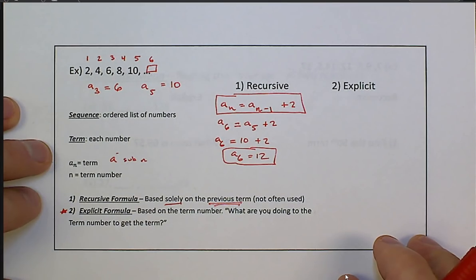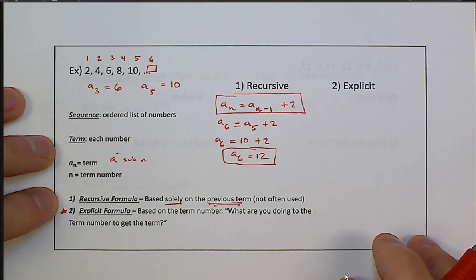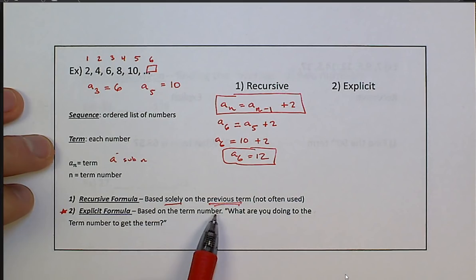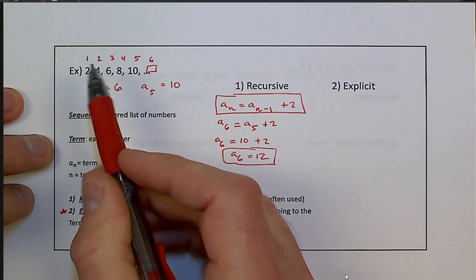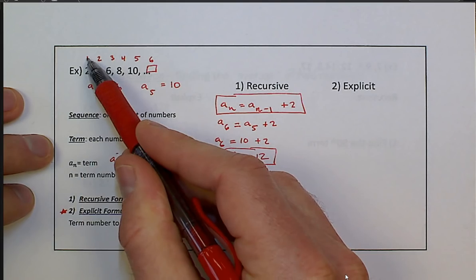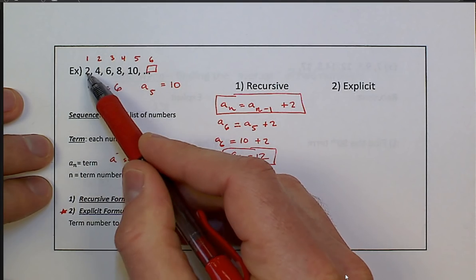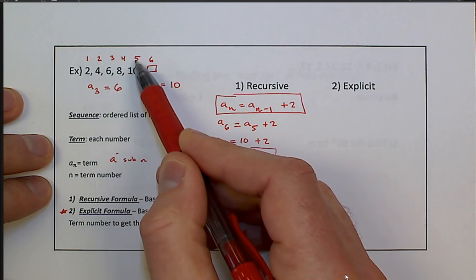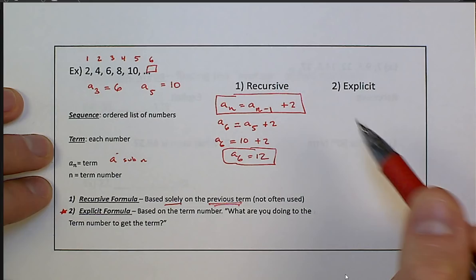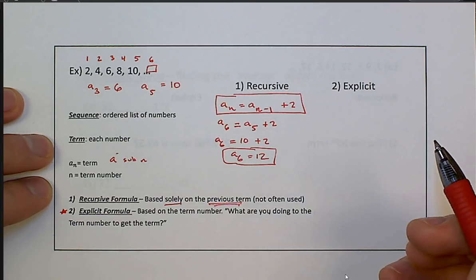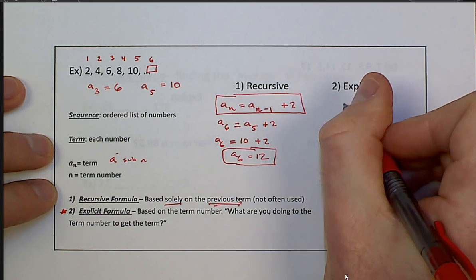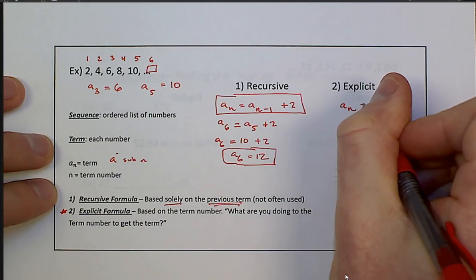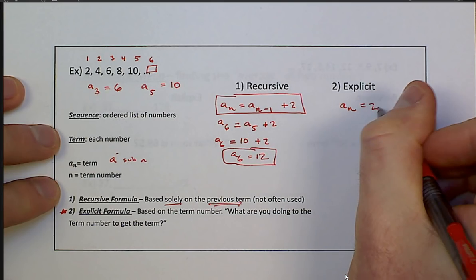Explicit. So writing an explicit formula is based on the term number. In other words, what are you doing to the term number to get to the term? So what are you doing to the term 1 to get to 2? What are you doing to 2 to get to 4, 3 to get to 6, 4 to get to 8, 5 to get to 10, 6 to get to 12? We're obviously timesing by 2, right? And so a sub n for the explicit formula would just be 2n, okay?